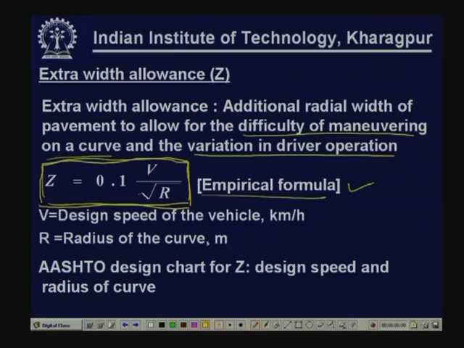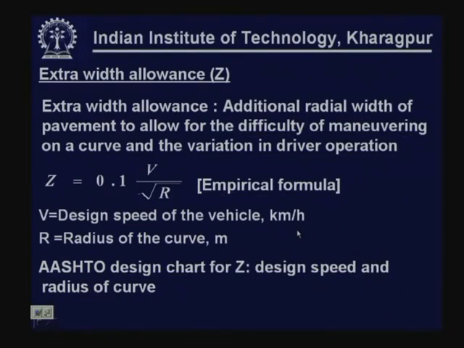In this case also, for extra width allowance, an AASHTO design chart is available. In this case, this extra width allowance is a function of the design speed and radius of curve, because you can see clearly that z is a function of V and r. V is the design speed, r is the radius of curvature. So for various design speeds, and also considering different radii of curve, the required value of z can be obtained directly from AASHTO design charts. So, that way one can get the value.